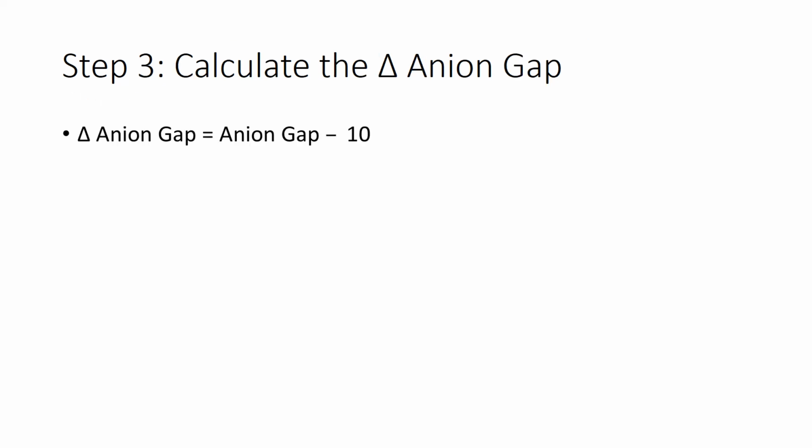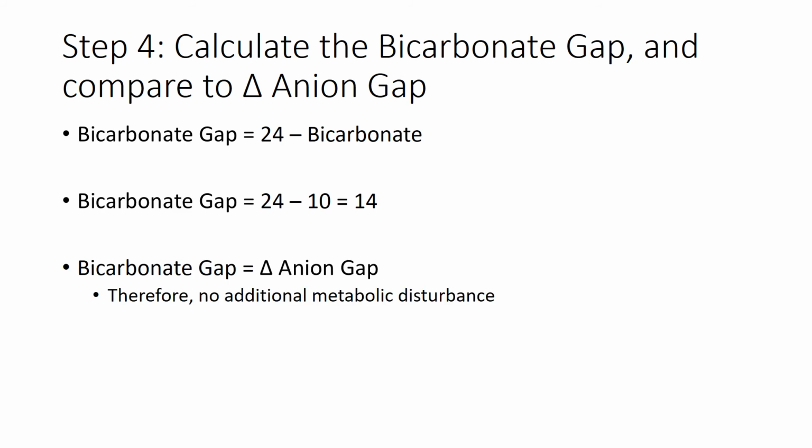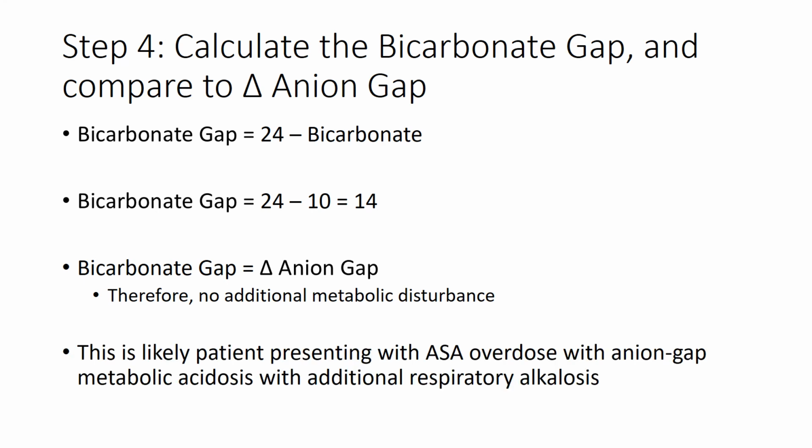Next, we calculate the delta anion gap. And here, just like last time, 24 minus 10 is 14. And then we calculate the bicarbonate gap, which is also 14. And since they are the same, there is no additional metabolic disturbance. Therefore, this patient likely is presenting with aspirin or acetylsalicylic acid overdose with an anion gap metabolic acidosis with an additional respiratory alkalosis.